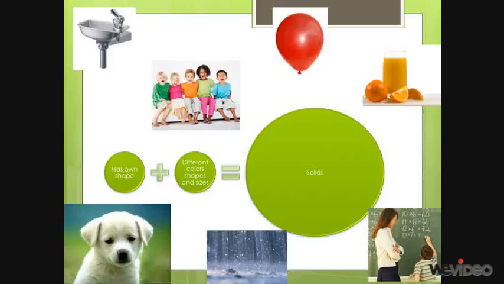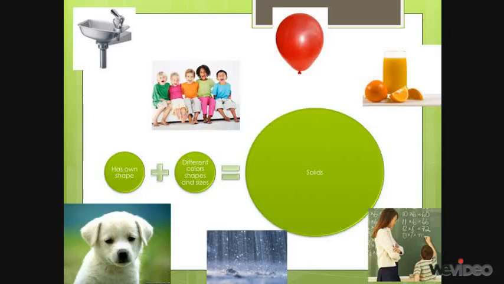Okay, the orange juice in the cup. The cup is a solid, but what is in the cup is not a solid. Class, what makes the object in the cup not a solid? Yes, because it is flowing freely and is given shape by the container. This in the cup is orange juice, which is a liquid.